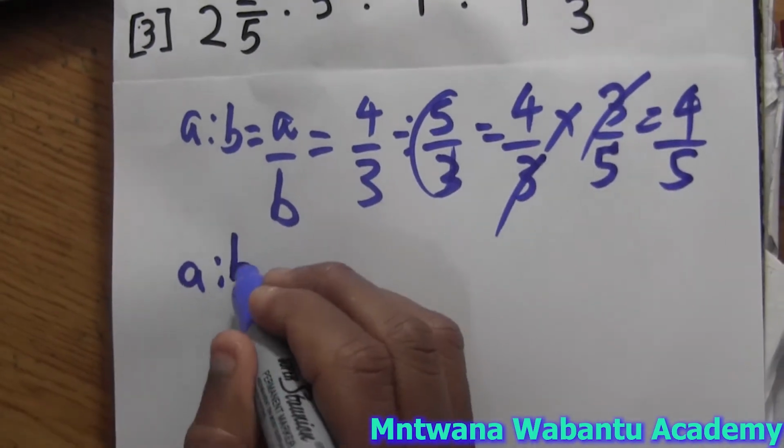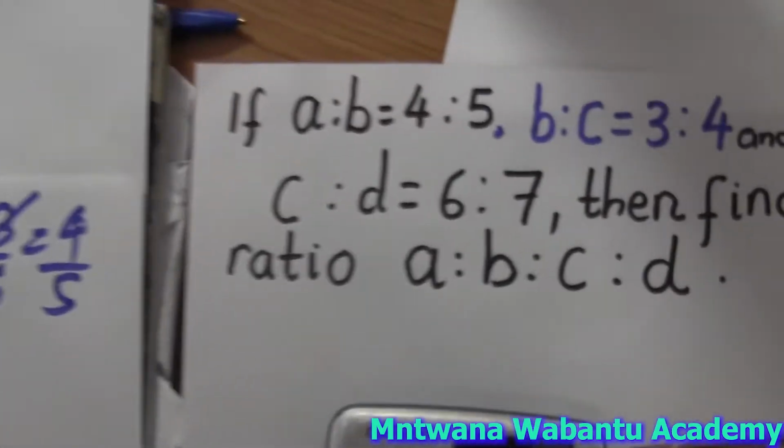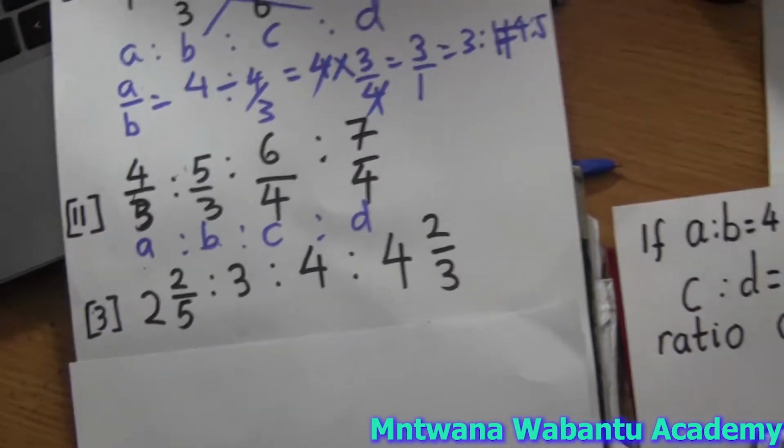Oh, so AB for the second option is 4 ratio 5. Let's check here if it's true. It's true. Now we want to go for BC. Okay, now let's go for BC.